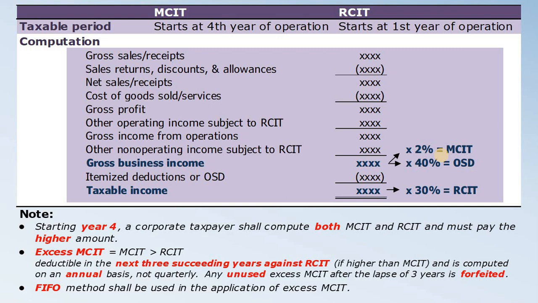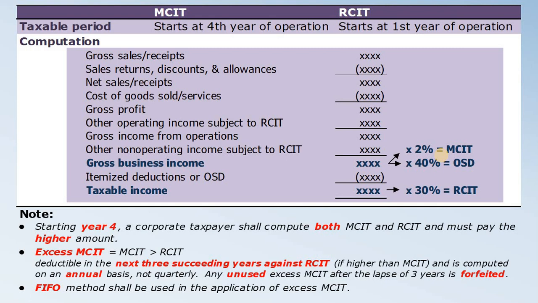Again, RCIT and MCIT are computed on an annual basis because tax reporting is on an annual basis. However, since there is also a quarterly reporting of income tax, MCIT and RCIT can also be computed on a quarterly basis. So that means the income tax payable by the corporate taxpayer should also be the higher amount between RCIT and MCIT on a quarterly basis.